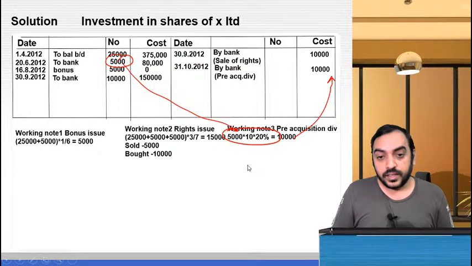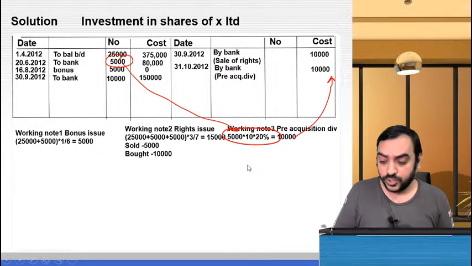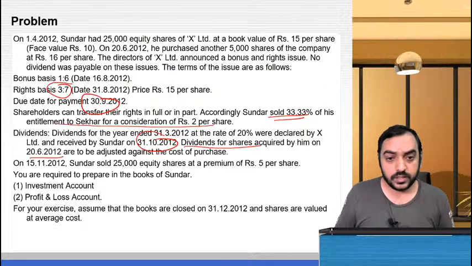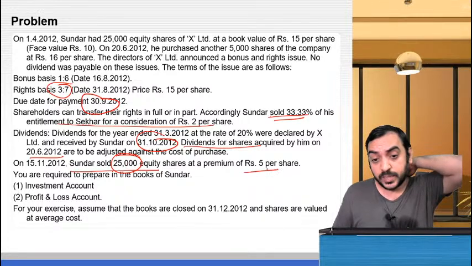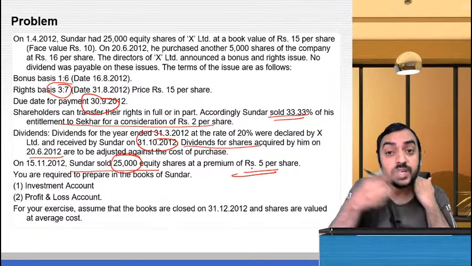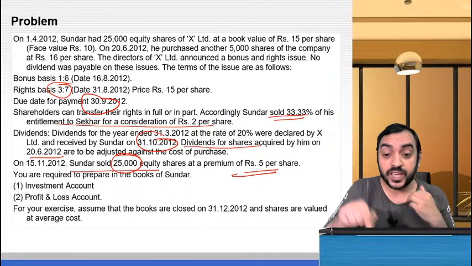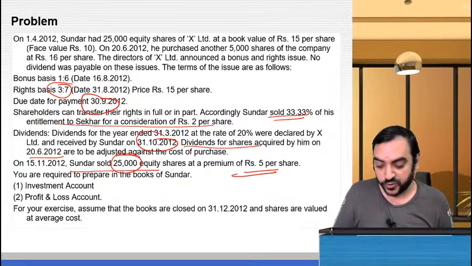Okay. Now, then again you sold. Sundar sold 25,000 equity shares. Okay, you sold 25,000 equity shares at a premium of 15%. When a sale comes, profit on sale or loss on sale comes, where we follow the average cost method. I'll show it to you how.